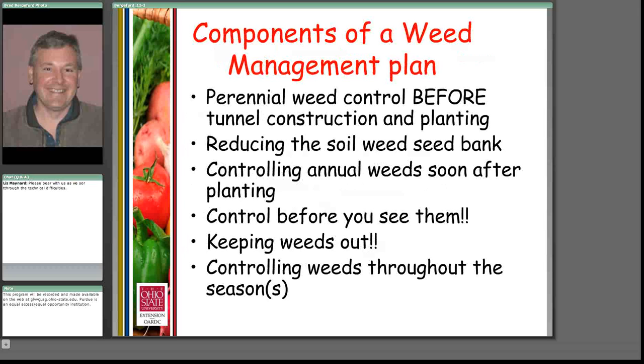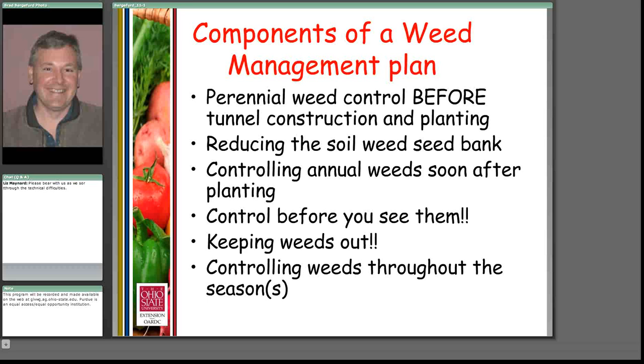So we'll talk a little bit about some of the components of a weed management plan. Perennial weed control is probably the worst. We definitely don't want to be locating that tunnel in a field or an area that has perennial weed issues, such as thistles, dogbane, and some of the other perennial weeds. Most of those may need even over a year of advance planning. So the further in advance we can prevent those from growing and reduce that weed population, the better.